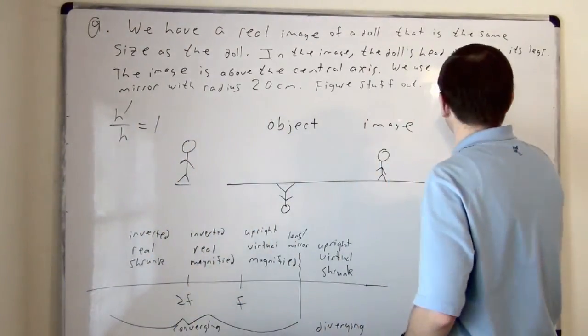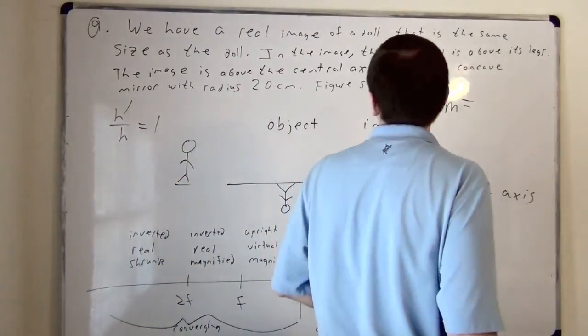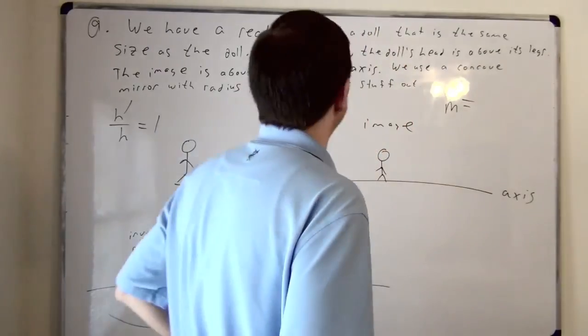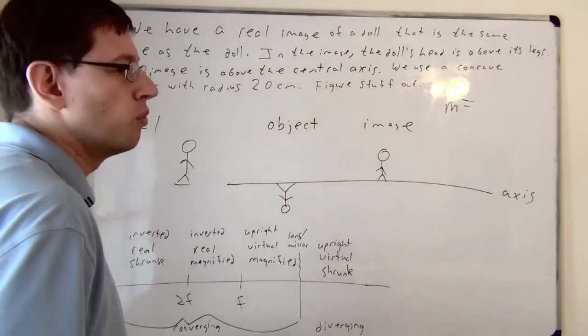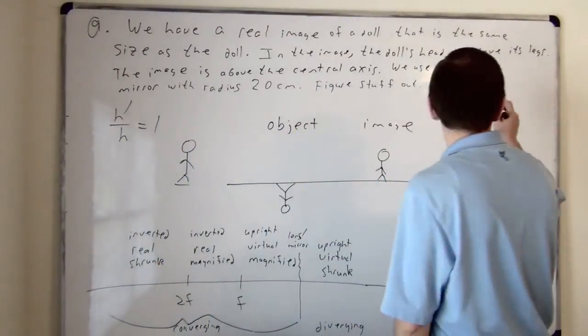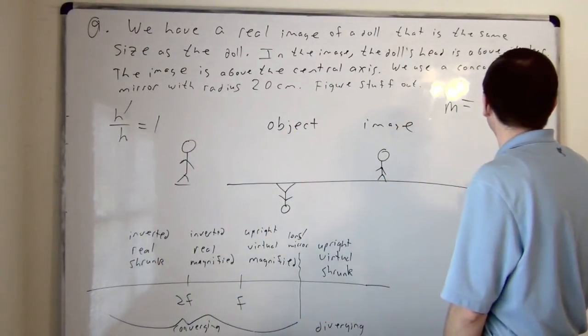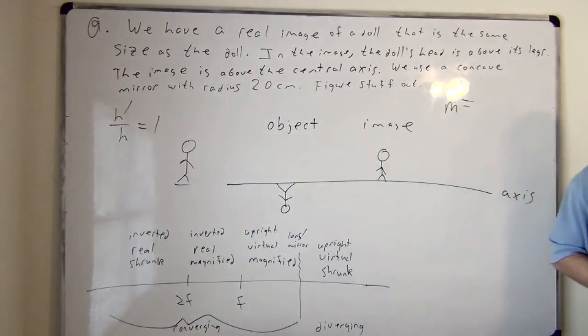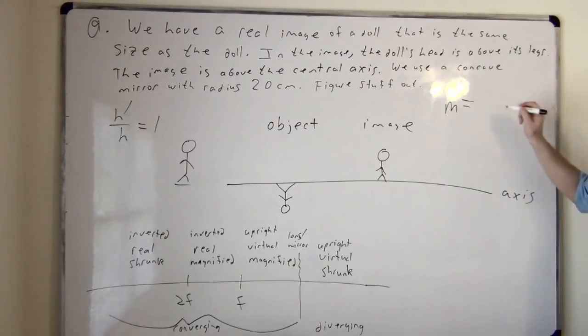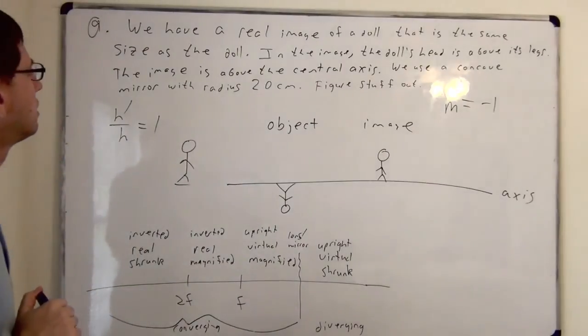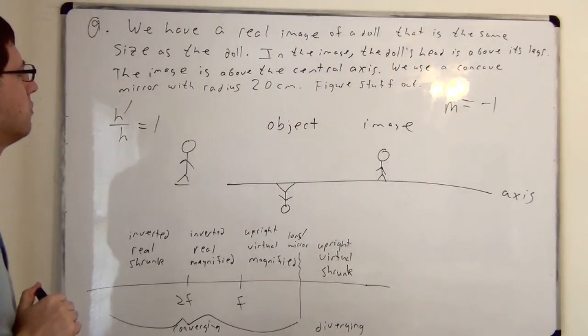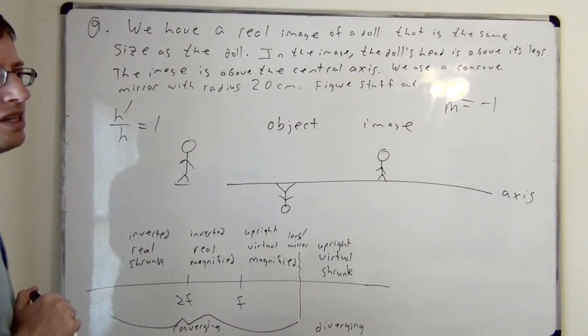Here's the trick you need to use. We should have already figured out what M is. What is M? 1 or negative 1? Negative 1. How do you know? Because it's inverted. How do you know it's inverted? We need an answer that they would accept on the test. We can't just say the chart says it.